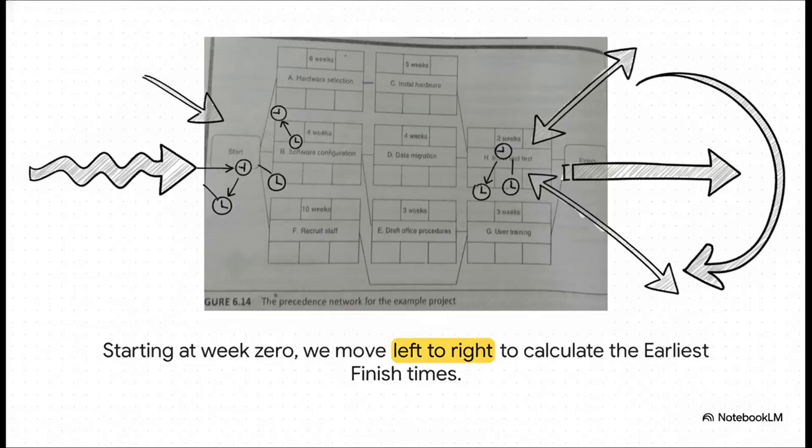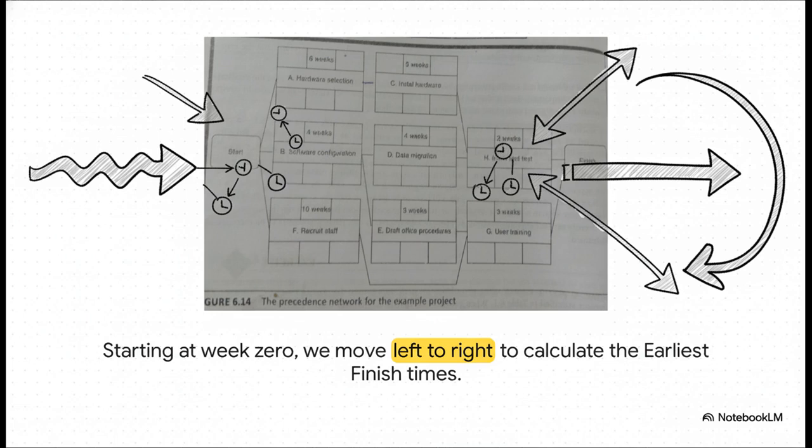Okay, let's do this. We're going to start at week 0 and just move from left to right across the diagram. The logic is actually pretty easy. For any task at the very beginning, with no tasks before it, the earliest start is 0. Makes sense, right? And its earliest finish? Well, that's just its start time plus how long it takes, its duration.